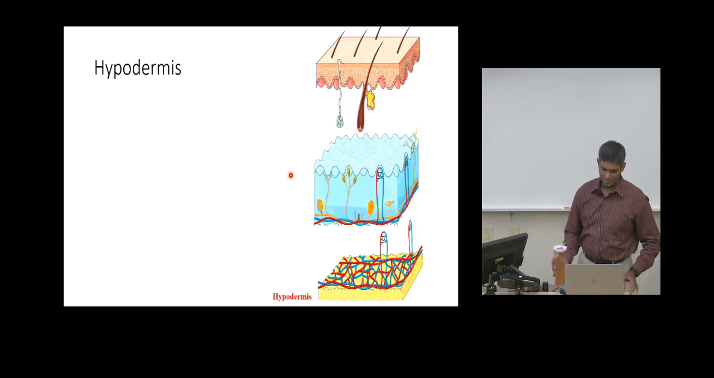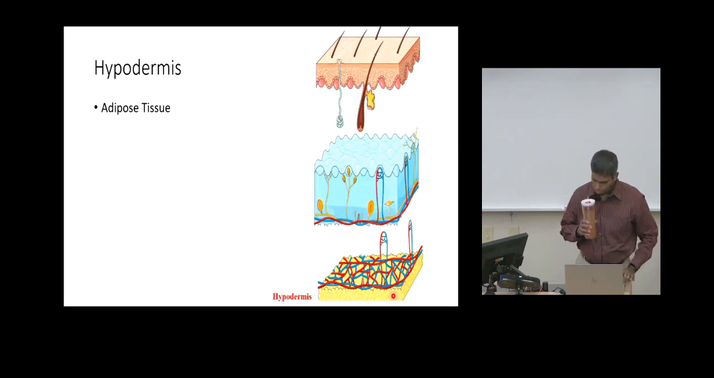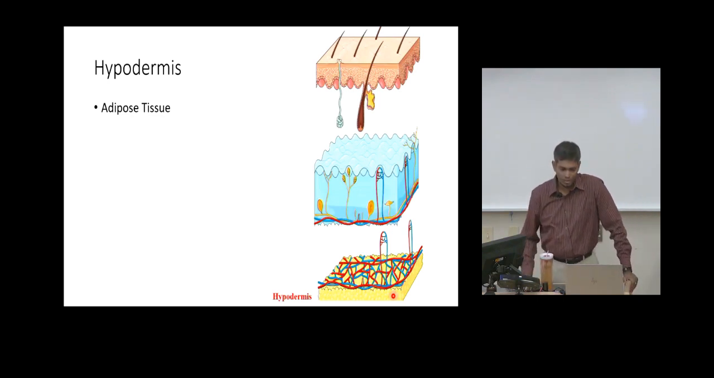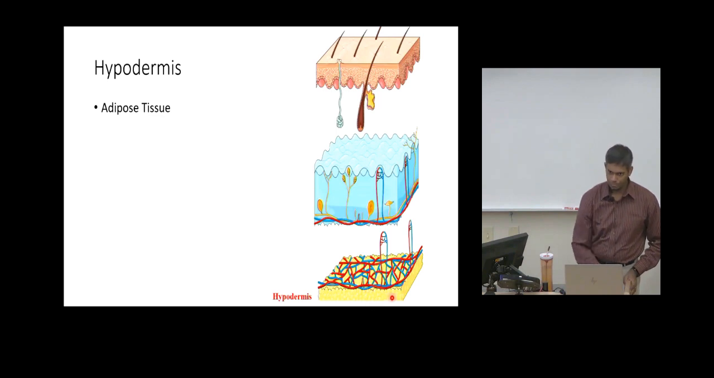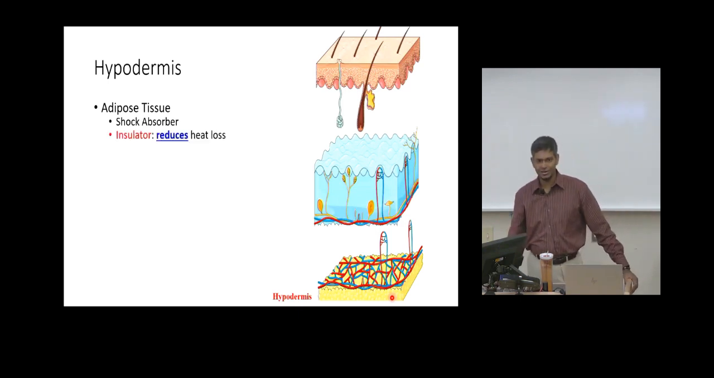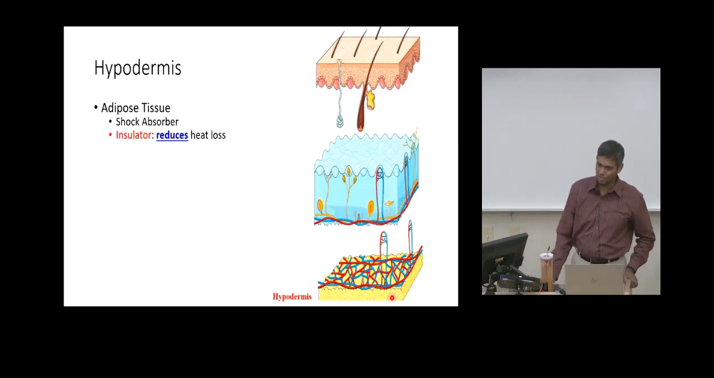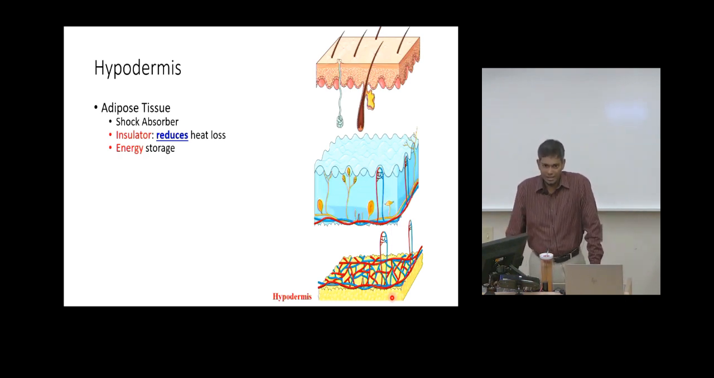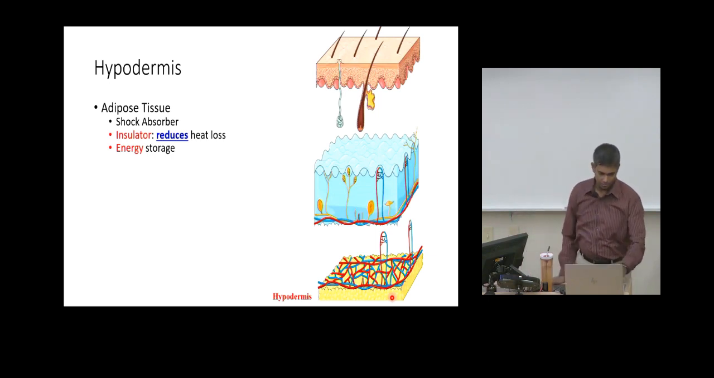So with that, we move on to the deepest layer, and this is the hypodermis shown right here. As seen in this picture, you notice that there is a lot of adipose tissue, and one of the major functions of adipose tissue is to absorb shock. And this can also act as an insulator and reduce the amount of heat loss. And so if you don't have too much adipose tissue in the body, it can make you feel cold easily because you lose heat more rapidly. And this tissue can also serve as energy storage area, because the triglycerides can be stored in the adipose tissue.